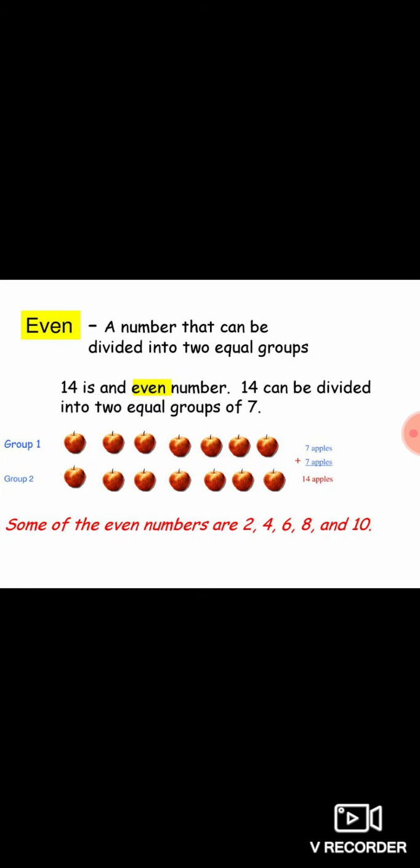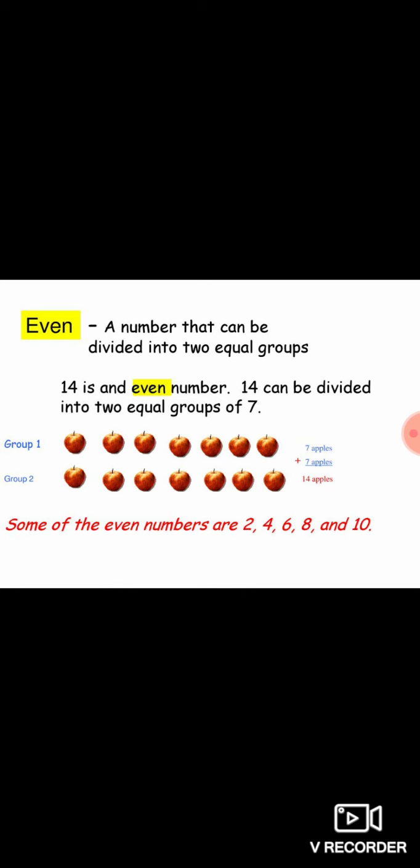Okay, children. Now we will see what is even and what is odd. First, even. Even number is nothing but a number that can be divided into two equal groups. So, even number can be divided equally.